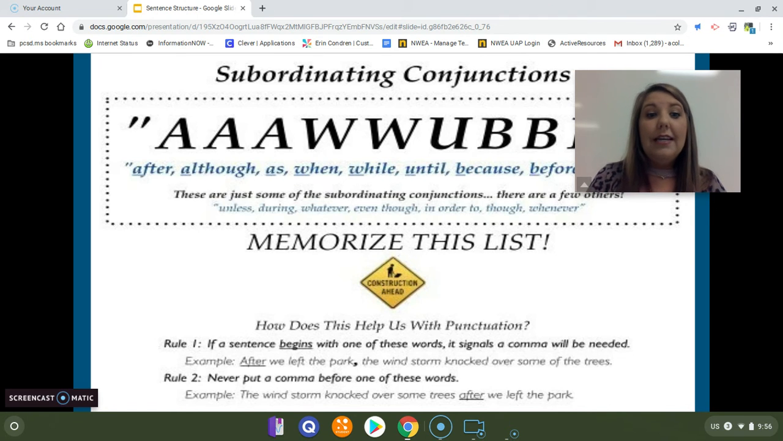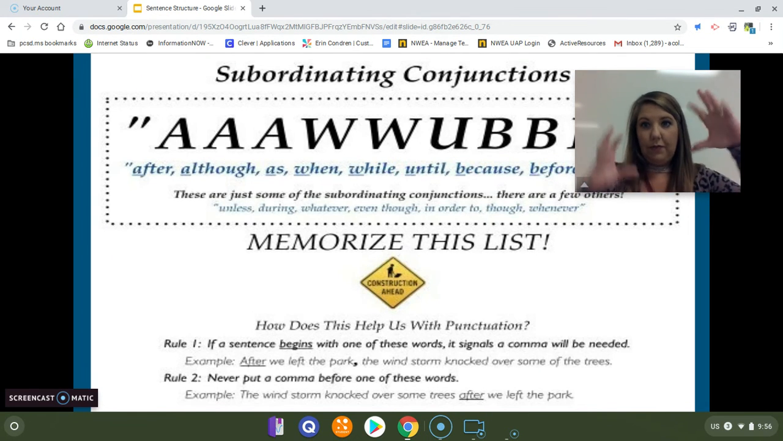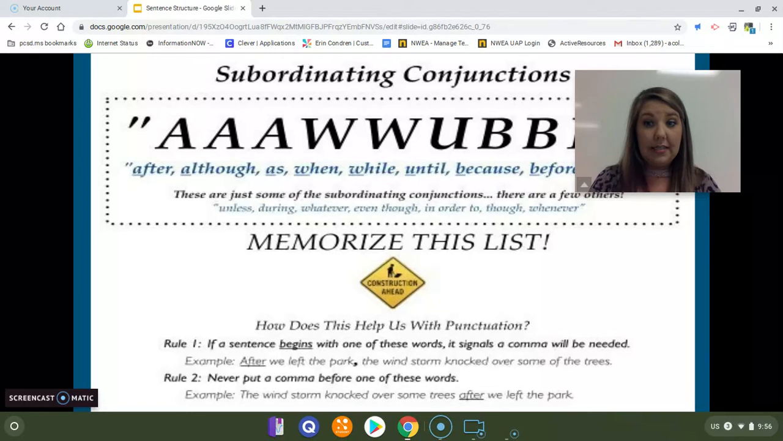Rule 2, never put a comma before one of these words. So the sentence is flip-flopped, okay? We flip-flopped it. The windstorm knocked over some of the trees after we left the park. So if your subordinating conjunction is in the middle of your sentence, you do not have to have a comma, okay?